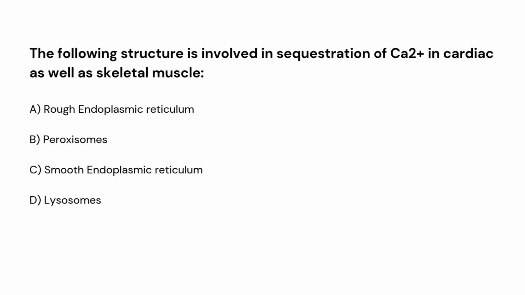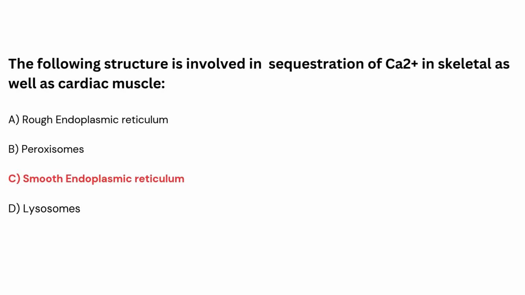So question, which of the following structures is involved in sequestration of calcium in cardiac as well as skeletal muscle? RER, that is for protein synthesis. Peroxisome, for digestion of hydrogen peroxide. Then smooth endoplasmic reticulum, yes, it is responsible for sequestration of calcium in cardiac as well as skeletal muscle. And lysosome, it is responsible for digestion of microorganisms through hydrolytic enzymes. So the correct answer here is option C.